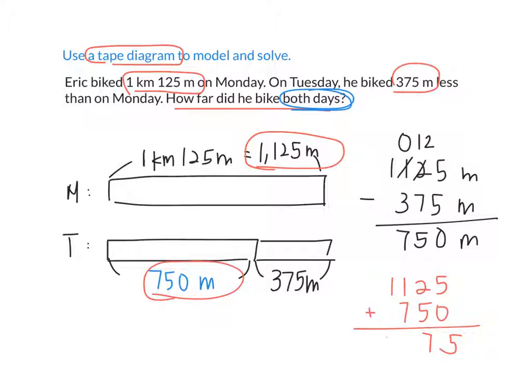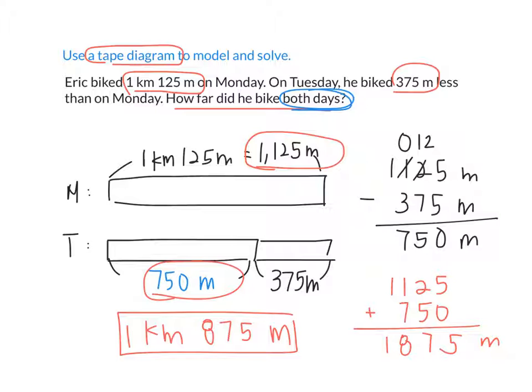So find that all together, he biked 1,875 meters. But is that the simplest way to write the answer? No, because 1,000 of those meters is equal to, everyone? 1 kilometer. So your final answer should be 1 kilometer, 875 meters.